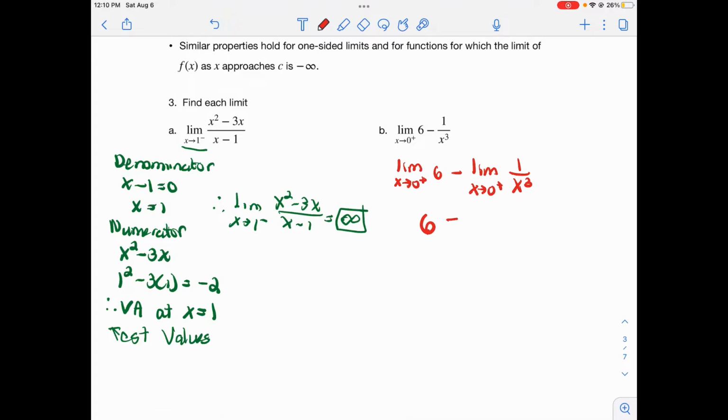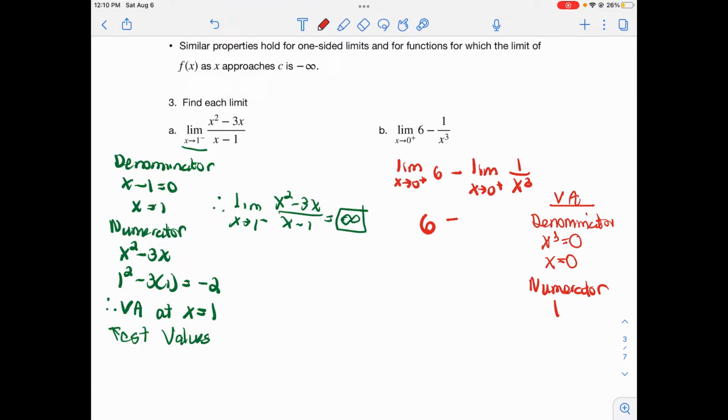This one's a little bit harder because we have a rational function. So again, I'm going to look for whether I have a vertical asymptote or not. So I'm going to check my denominator and set it equal to 0. So x must be 0. And then I'm going to plug that into my numerator. Well, my numerator is just 1.